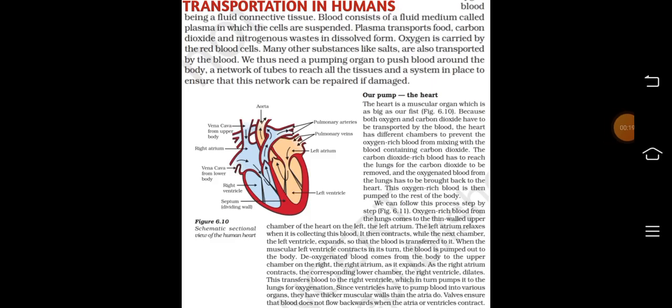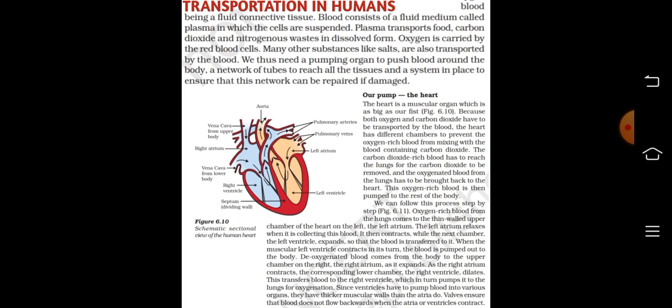Transportation in humans. Blood being a fluid connective tissue, blood consists of a fluid medium called plasma in which the cells are suspended. Plasma transports food, carbon dioxide, and nitrogenous waste in dissolved form. Oxygen is carried by the red blood cells.